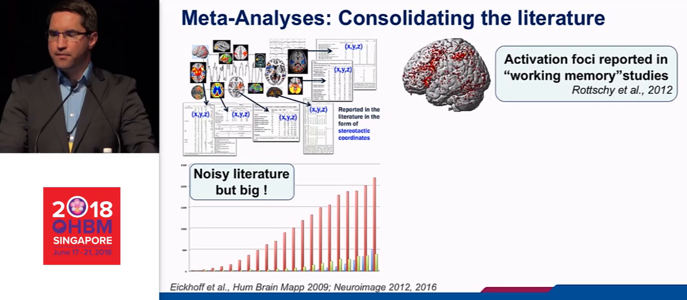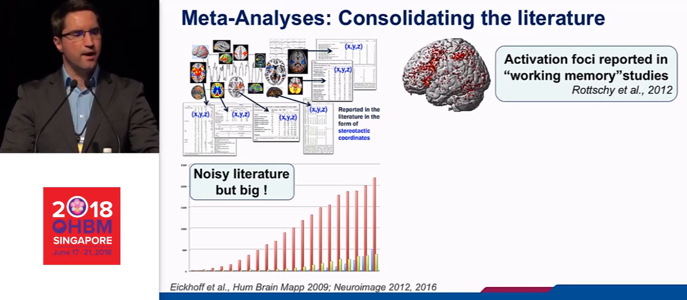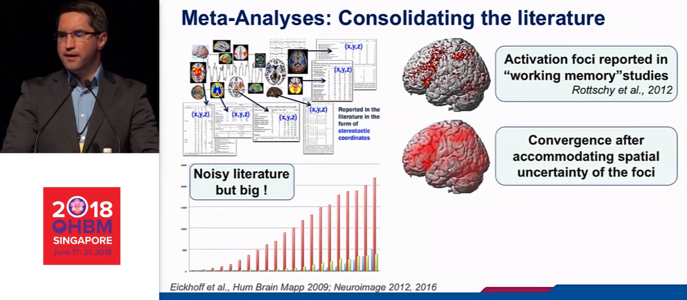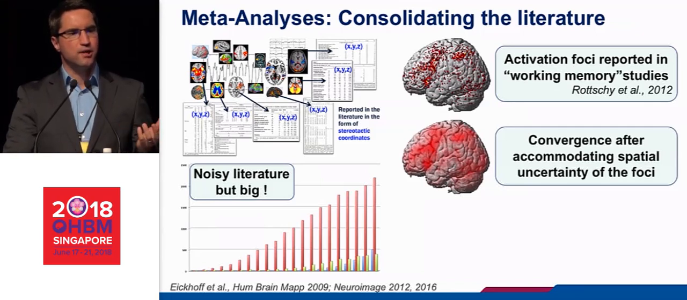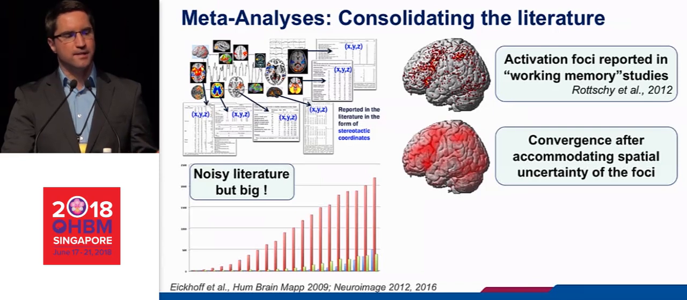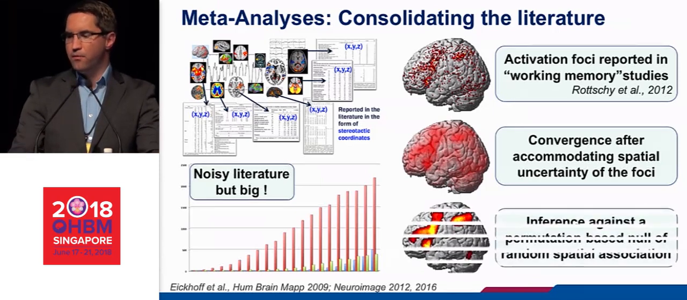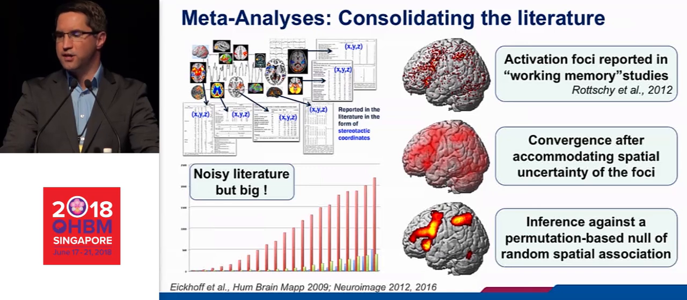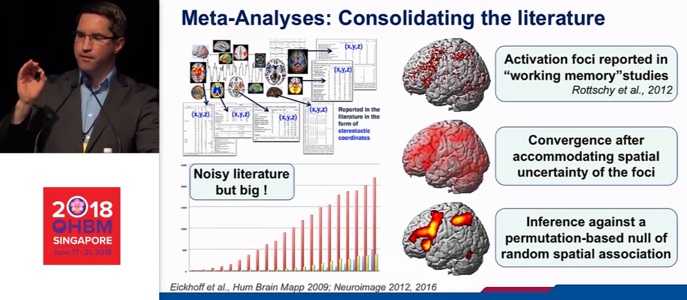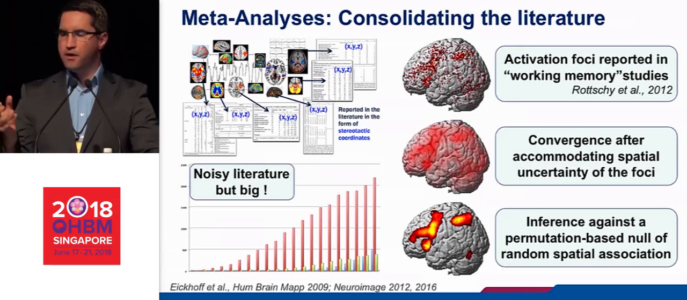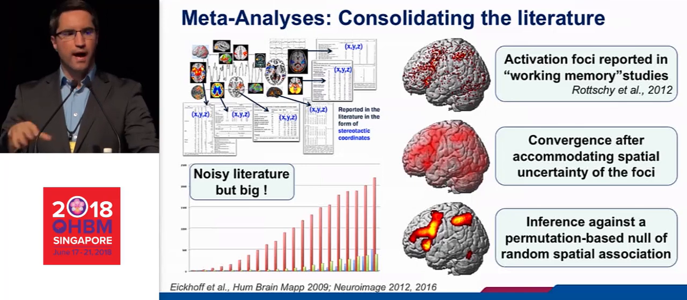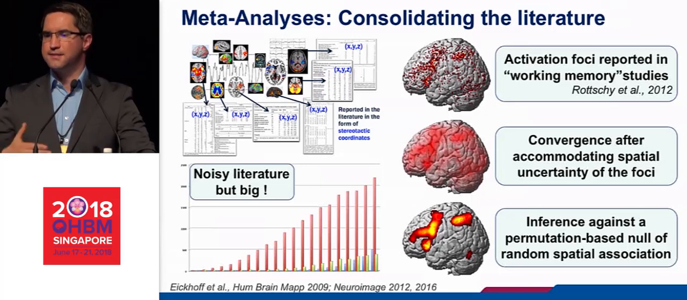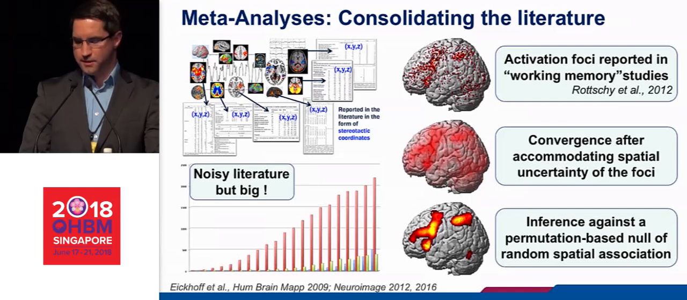So how does coordinate-based meta-analysis work? I'll show you an example here. These are the activation foci reported in about 200 working memory studies, and you see them scattered quite a bit around the brain. The next thing that we do is to compute a convergence map, the activation likelihood estimate, after accommodating the spatial uncertainty of the foci. And then we can draw statistical inference based on a permutation-based null of random spatial association between studies. So we get from the quite heterogeneous scattershot picture on the top to the bottom, which is now what I would call the robust location of working memory areas. These are areas across many studies that over and over get activated by working memory studies.